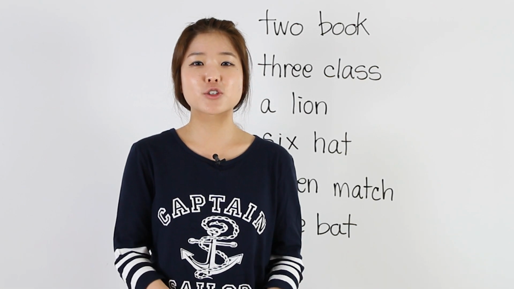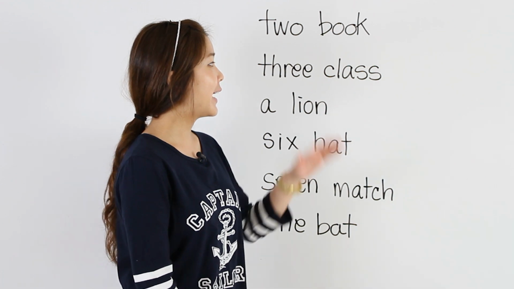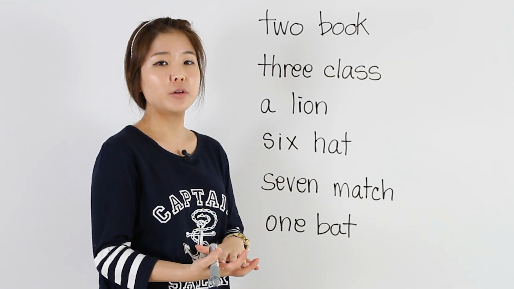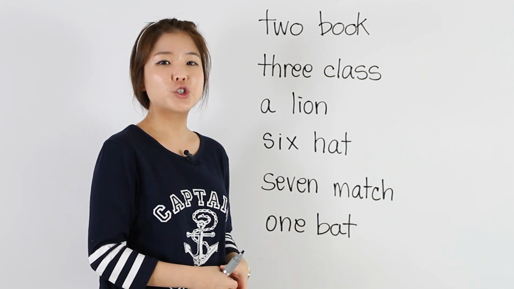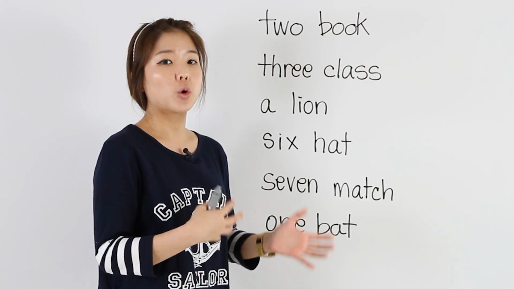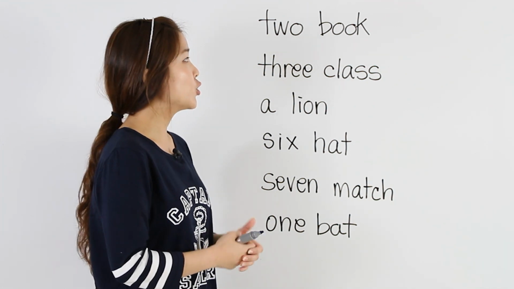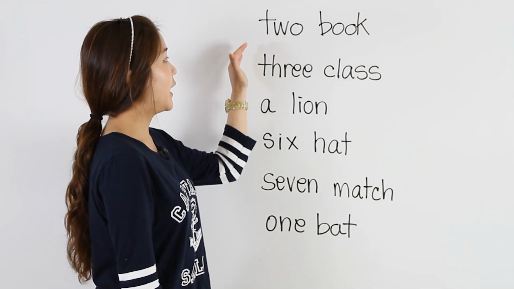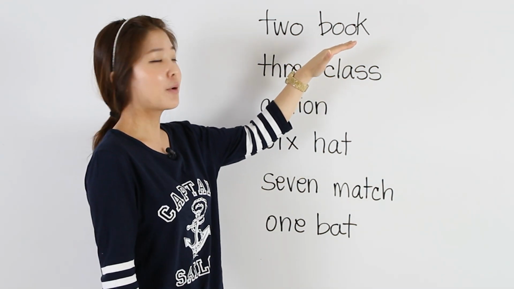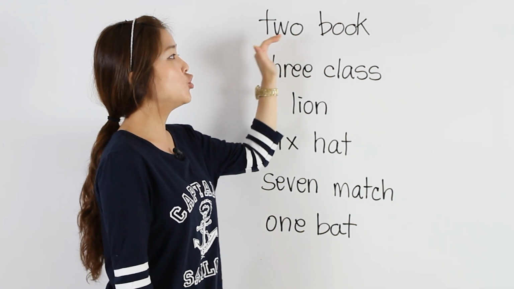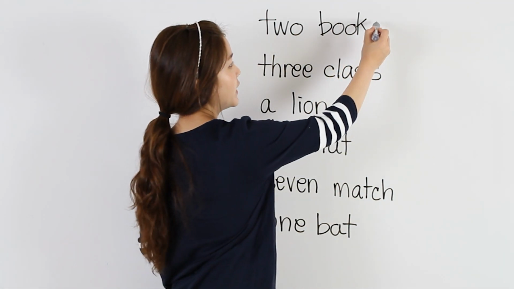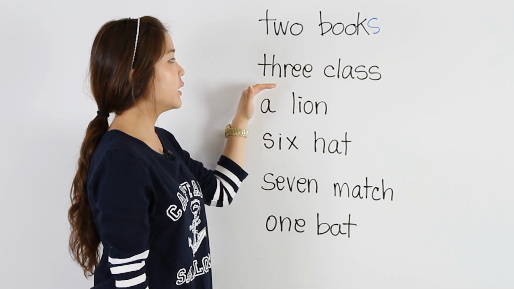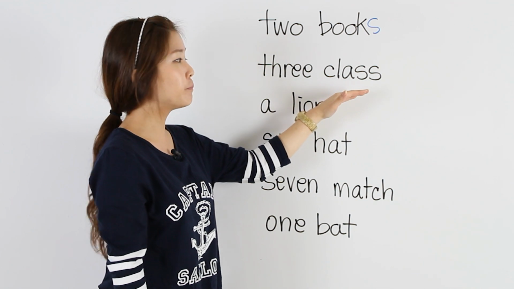Okay, let's do some extra practice. On the board, I have some nouns. Some are singular and some are plural. We have to decide together if we should put s or es or make them singular. Okay, so you have to listen carefully and remember what we learned in this video. Okay, 2 books, right? This is plural. There are 2. We have to put an s. 2 books.